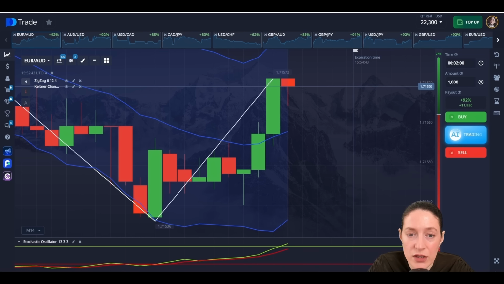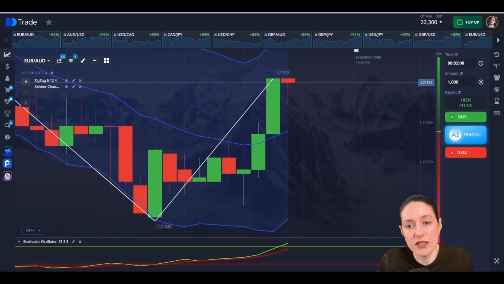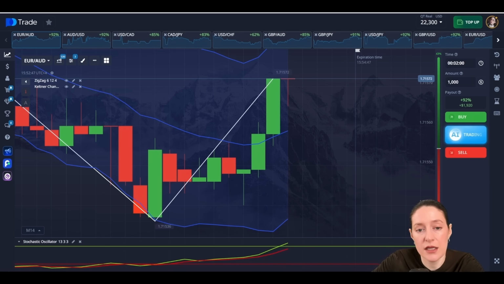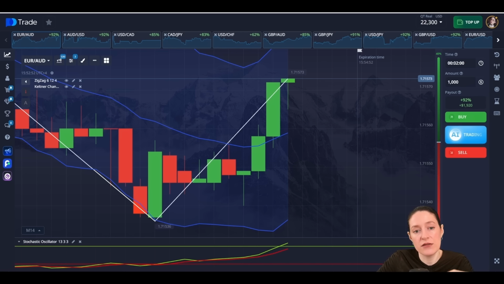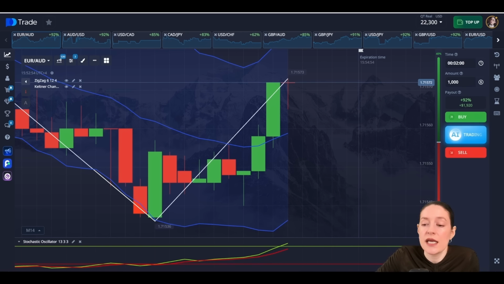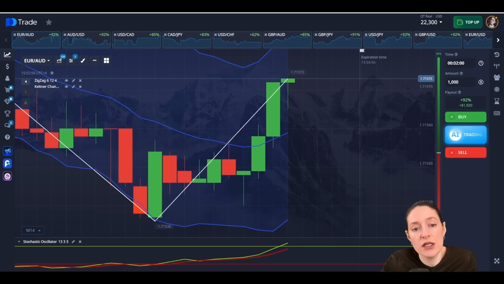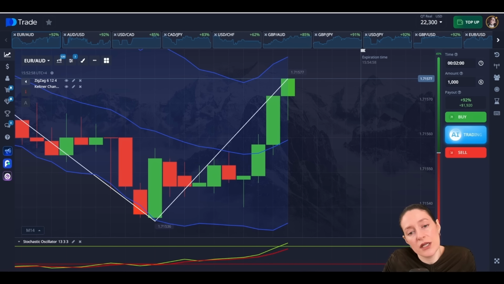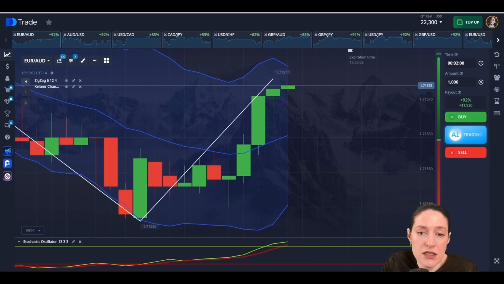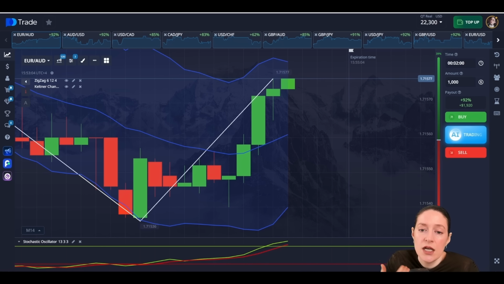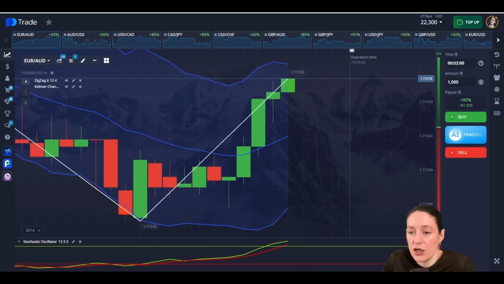Friends, I would also like to tell you that if we have a signal from the zigzag indicator and the Keltner channel, but we don't have a signal from the stochastic oscillator, in this case, I don't open a position. In other words, I want to say that if all three indicators do not give me a simultaneous signal in a specific direction, in this case, I don't open a position.